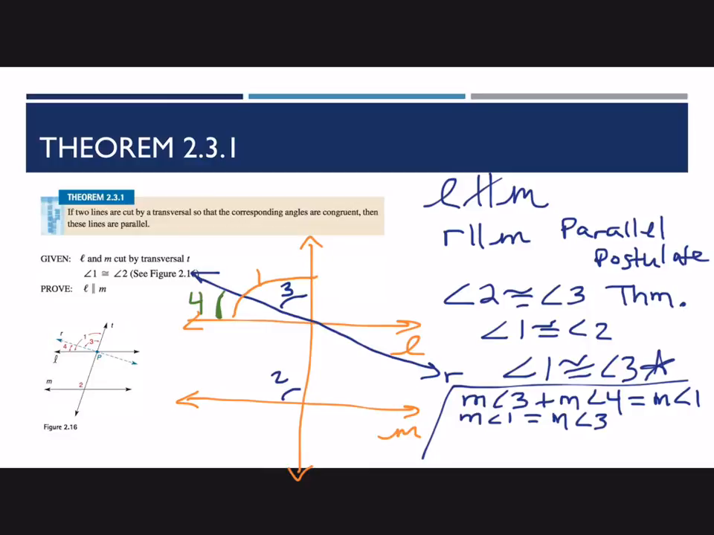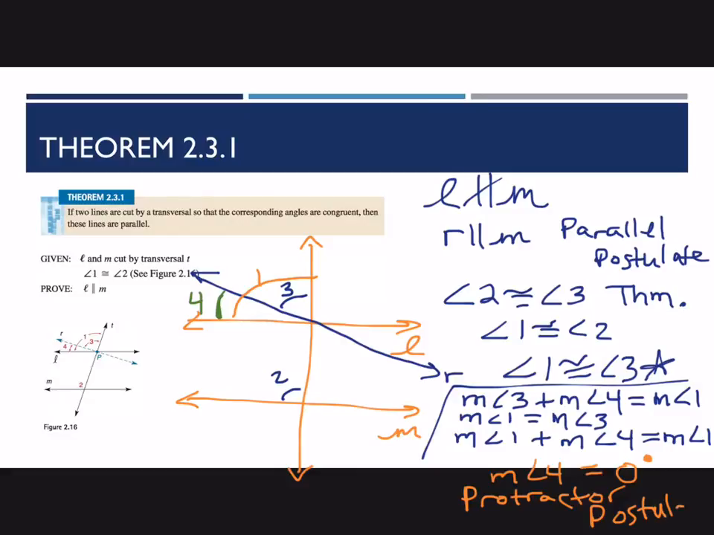So we can substitute one of those in place of the other in our previous equation. We could do measure of angle 1 plus measure of angle 4 equals measure of angle 1, substituting 1 for 3. Then we could subtract from both sides, and we would get that the measure of angle 4 equals 0 degrees. Then we could state that there's a contradiction of the protractor postulate. Angles have to have a positive number of degrees. So we've proved a contradiction.